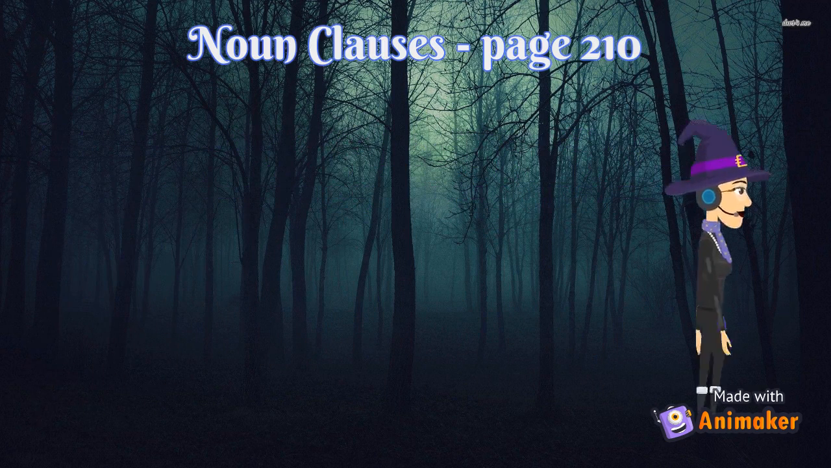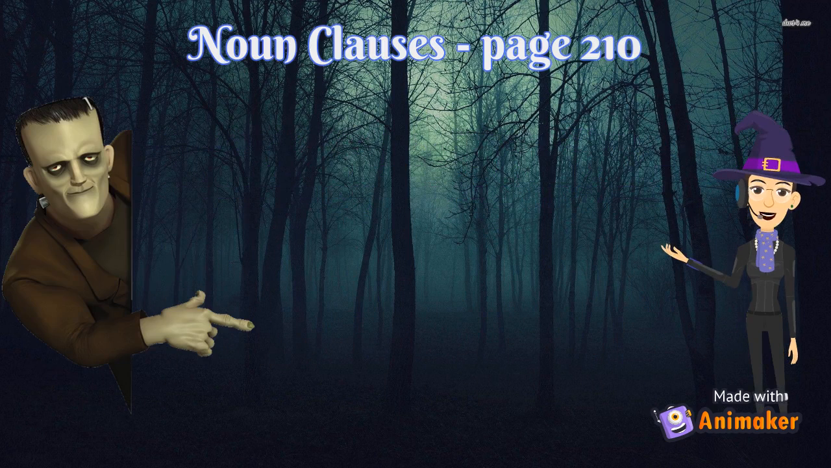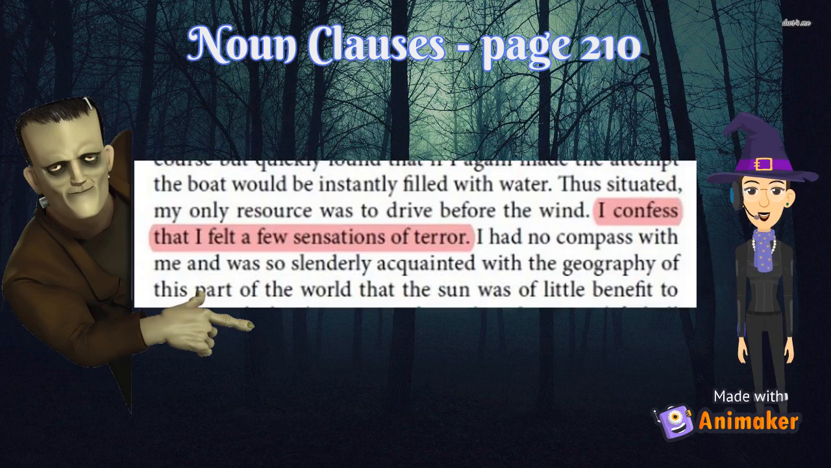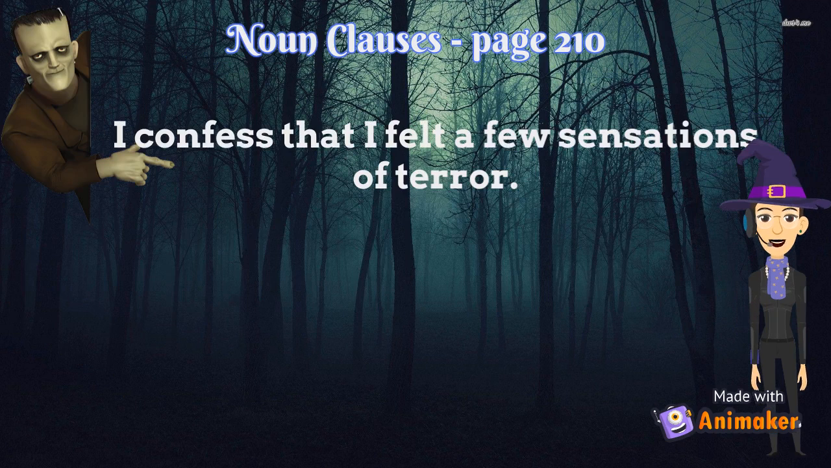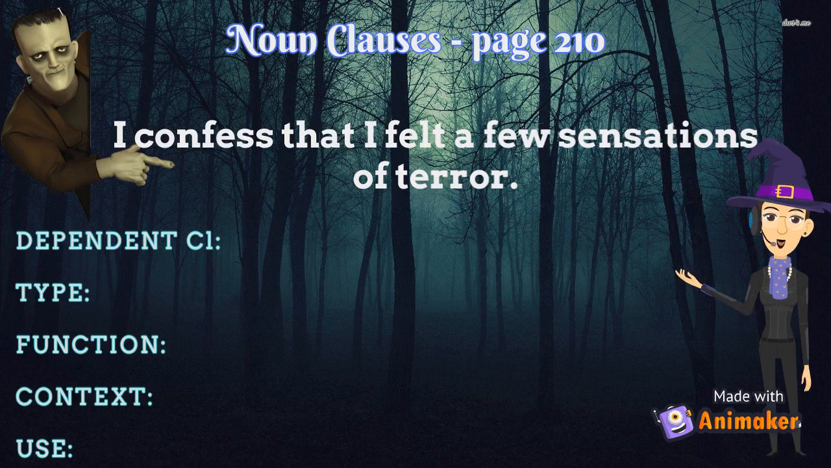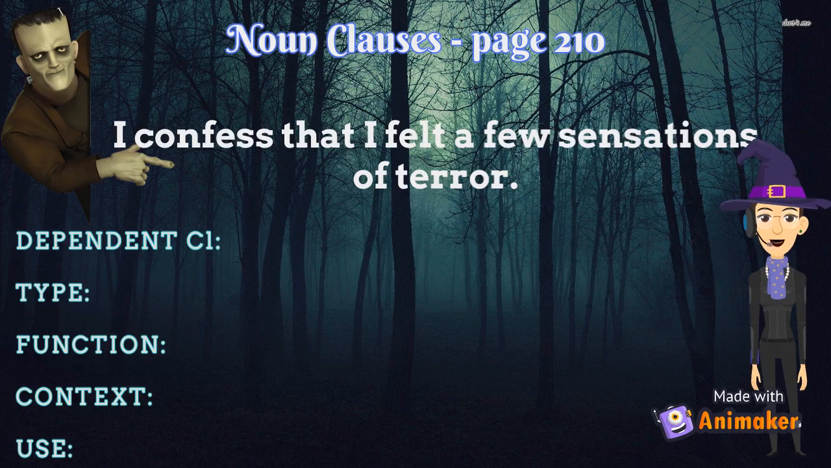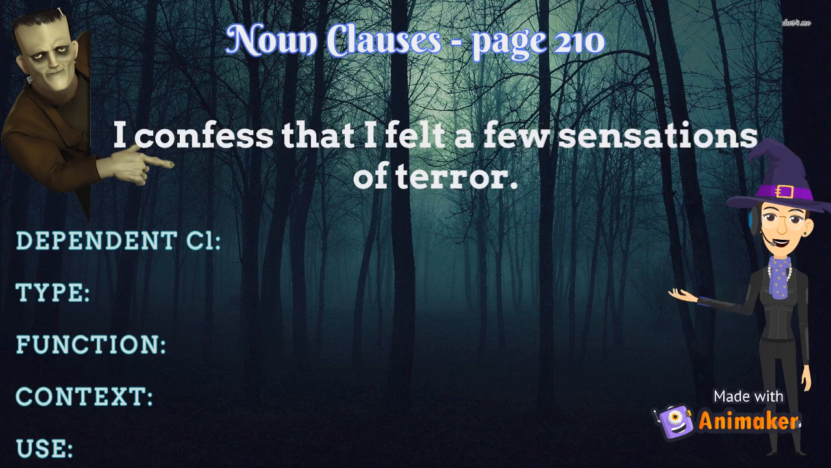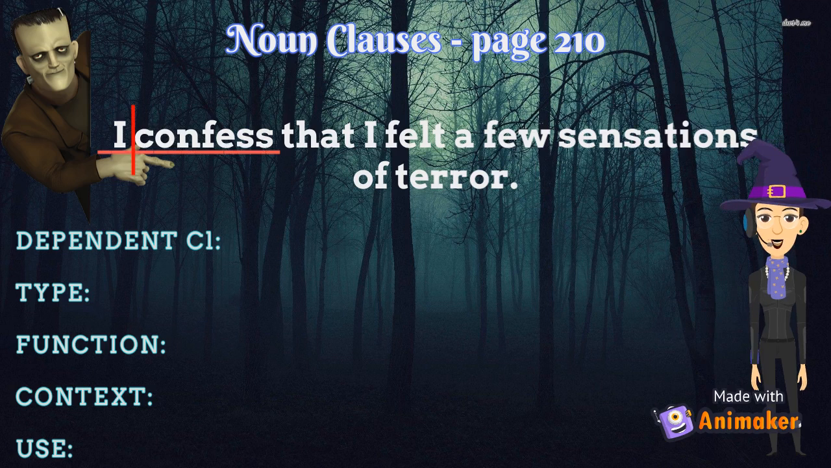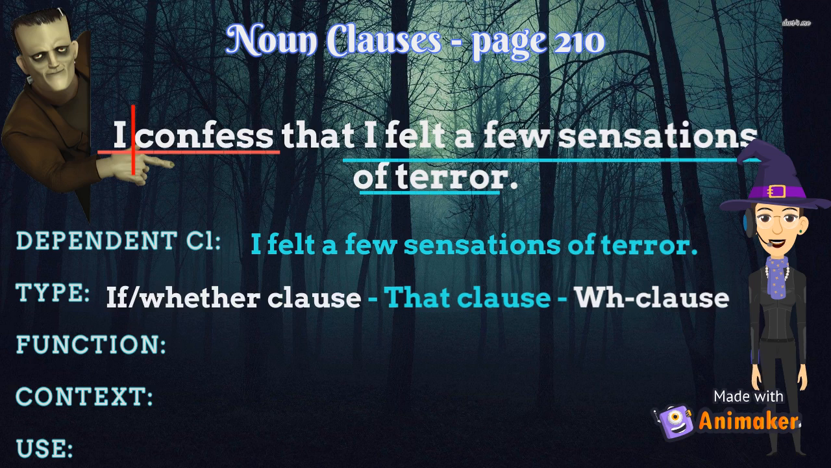We are going to start with this complex sentence that says, "I confess that I felt a few sensations of terror." The first step is to identify the main verb in the sentence, which is confess, and the subject is I. Now, we identify the subordinator that introduces the clause, which is that. So the name of our clause would be that clause.